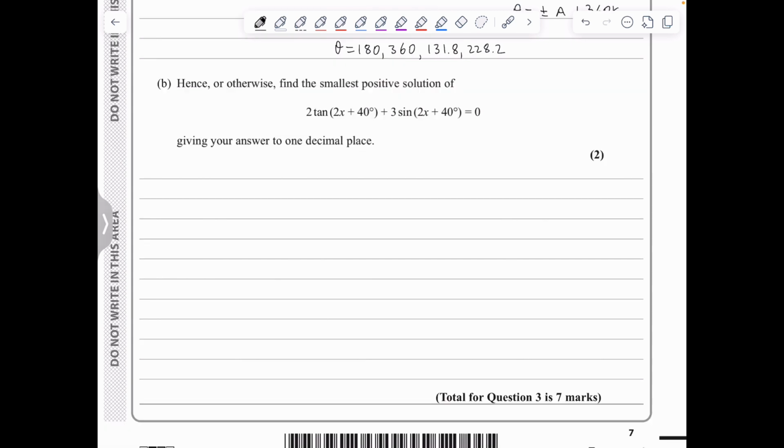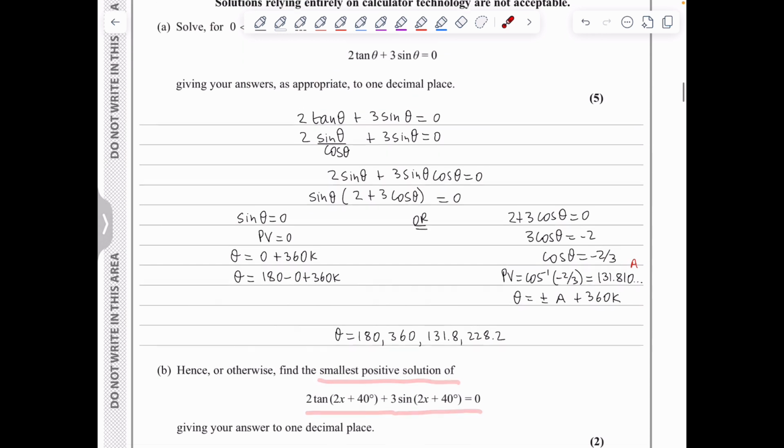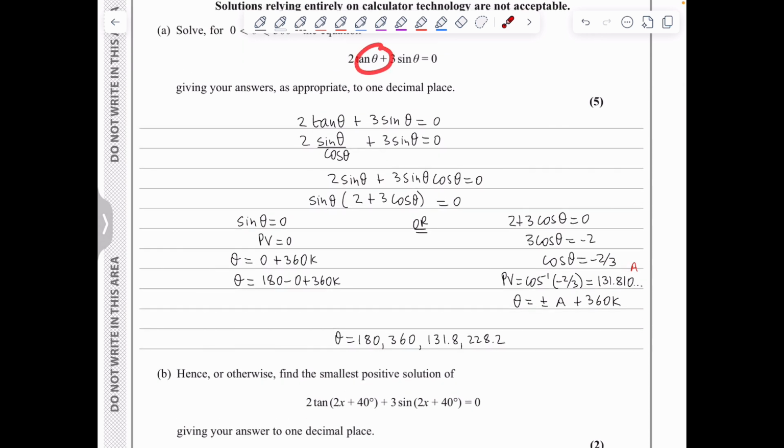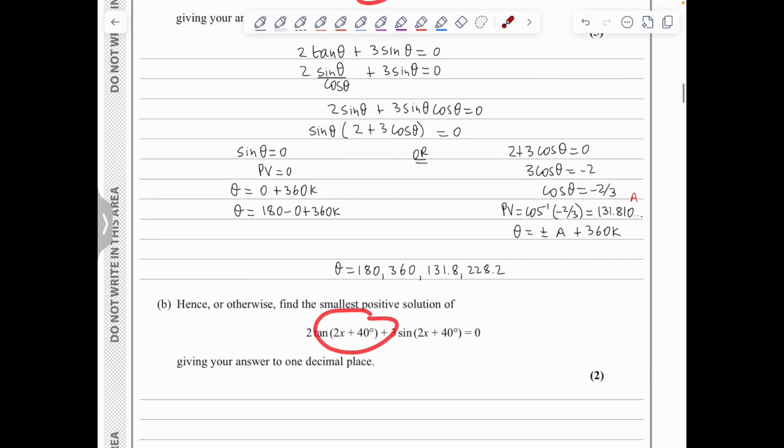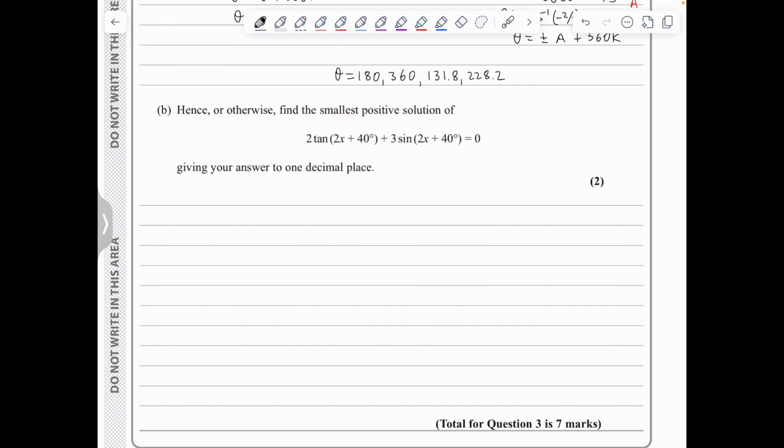And then in part B, we need to hence or otherwise find the smallest positive solution of 2 tan of 2x plus 40 plus 3 sine of 2x plus 40 being 0. So if I compare for a moment with the original equation, we can see that the theta became the 2x plus 40. So let me write this down. We've got theta is equal to 2x plus 40, and this means I will be equating the 2x plus 40 with the 131.8, which is the smallest positive solution we obtained in part A.